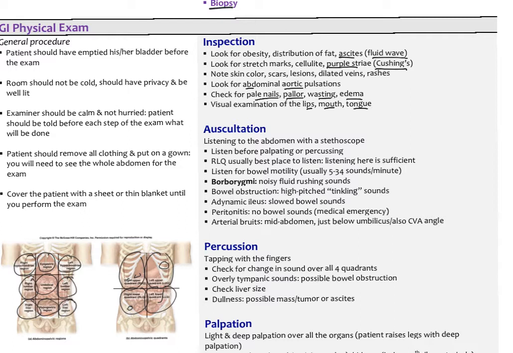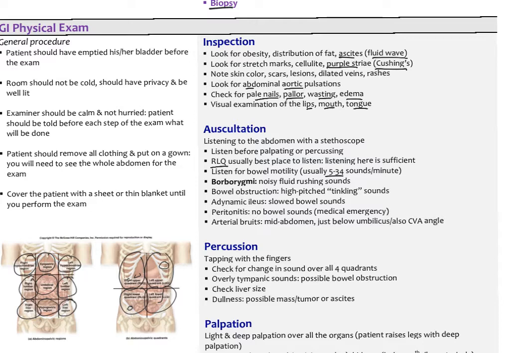Auscultation is listening, so before you touch the patient or do any palpation, we listen with the stethoscope, and typically with the diaphragm of the stethoscope, and we're going to actually listen to all quadrants, but usually we can just start with the right lower quadrant, and we're going to be listening for bowel motility. So we should be hearing between 5 and about 34 sounds per minute.